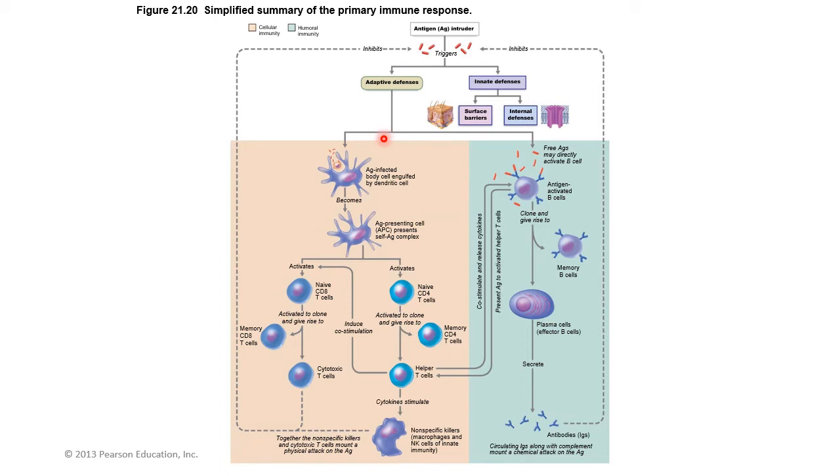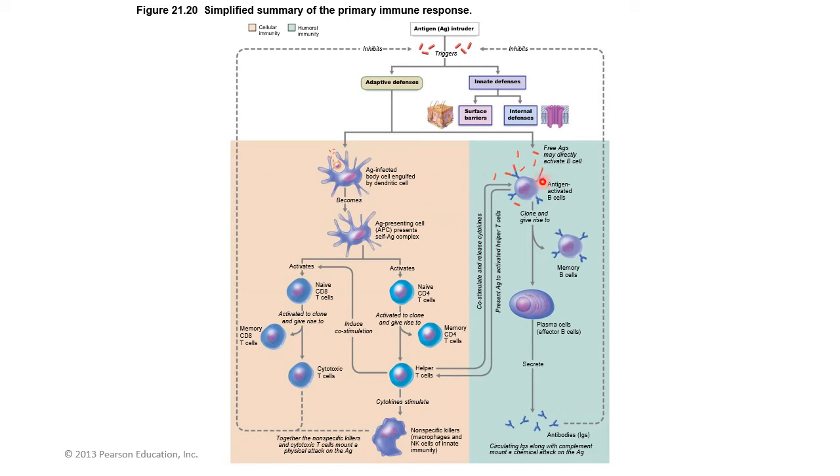But if it goes to the point where your adaptive immune system becomes activated, you have this piece over here in pink, and this over here in green. The pink is your cellular immunity, okay? That's your T lymphocytes. Humoral is over here in the green. That's the B lymphocytes. So it can go either way.